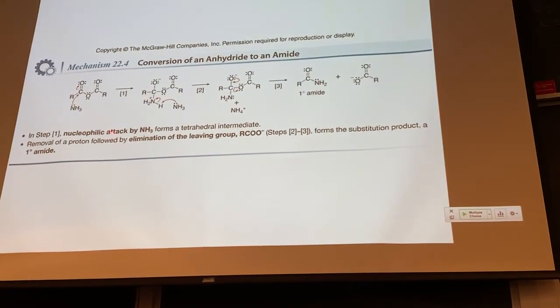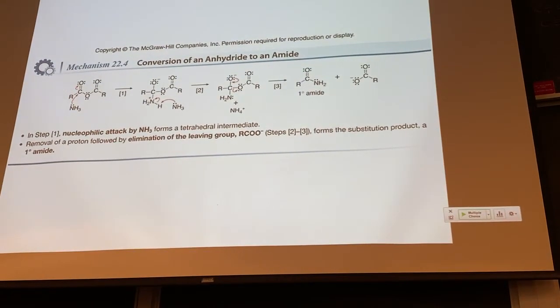Using ammonia as the nucleophile, it attacks. Then the second equivalent of ammonia functions as the base. Step 3, we eliminate the carboxylate. We have our amide product, and then we have our carboxylate that's forming a salt with our ammonium ion. Any questions about this mechanism? Yes, Lily?